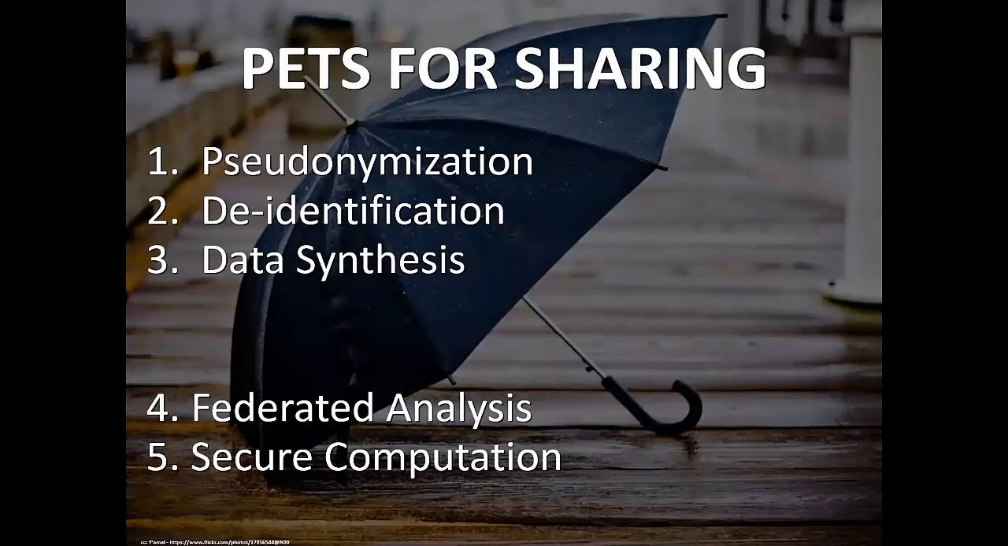So I'll focus on three main ones that have been used extensively and that are gaining more traction: pseudonymization, de-identification, and data synthesis. These three tools are not complete alternatives to solving the same class of problems, but are most powerful in different circumstances, and we'll talk about those. An organization may deploy multiple PETs in different situations. So having an understanding of the alternatives available enables one to make appropriate trade-offs about what technology to use and when.